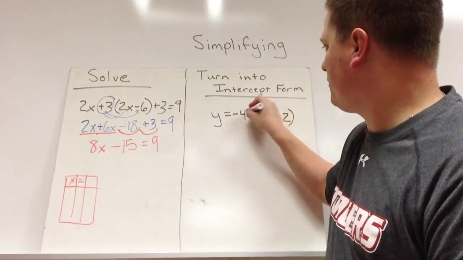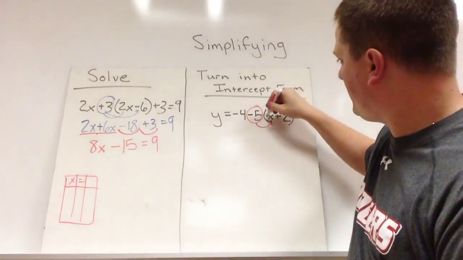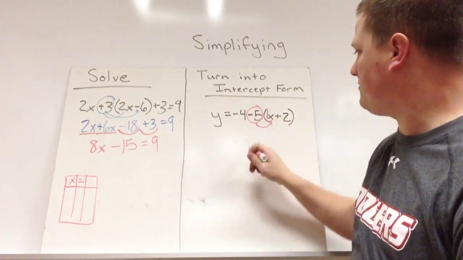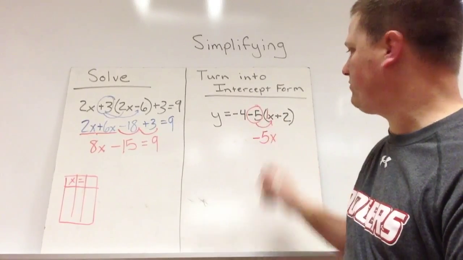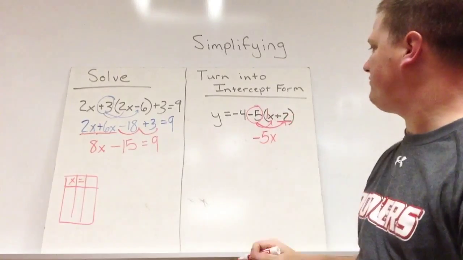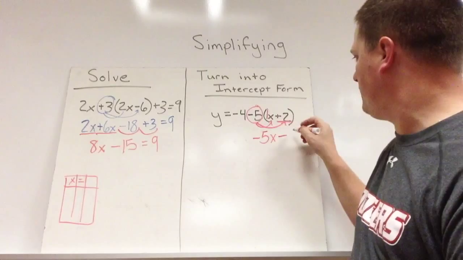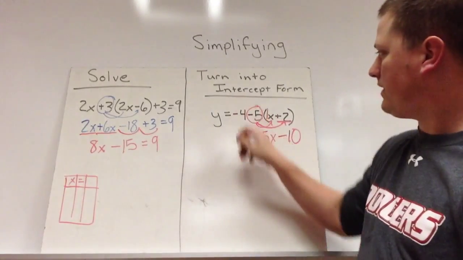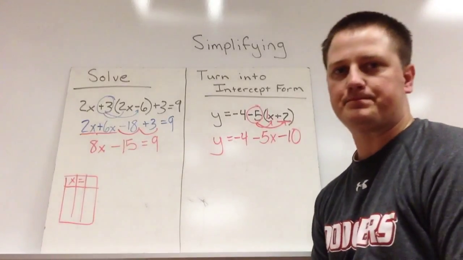So here we're going to multiply negative 5 times x. This really has a 1 in front of it. So negative times positive is negative. 5 times 1 is 5. Bring our x with. Negative 5 times positive 2. Negative times positive is negative. 5 times 2 is 10. Bring down your negative 4. Bring down your equals y there.